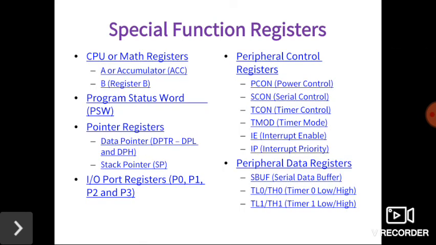Next, these are the special function registers. CPU or math registers: A means accumulator, B register, program status word; pointer registers, input output registers, peripheral control registers, and peripheral data registers. First we are going to see the accumulator.